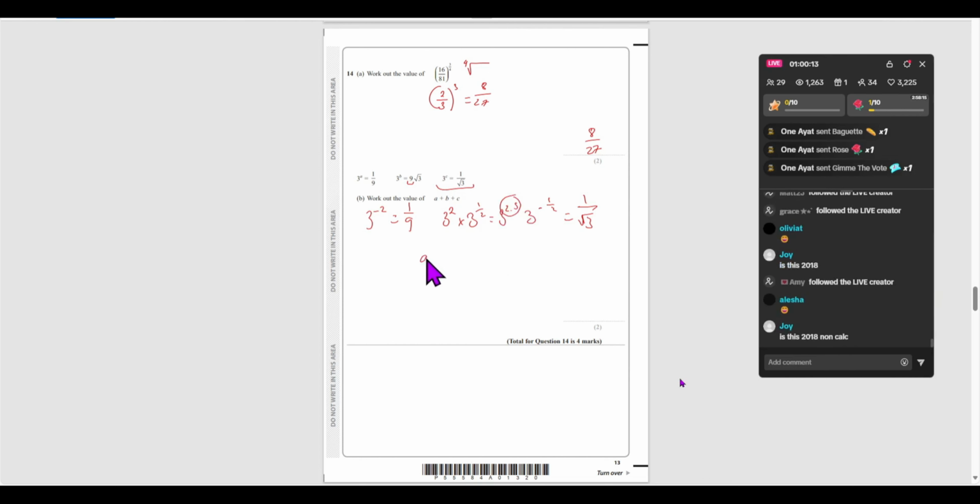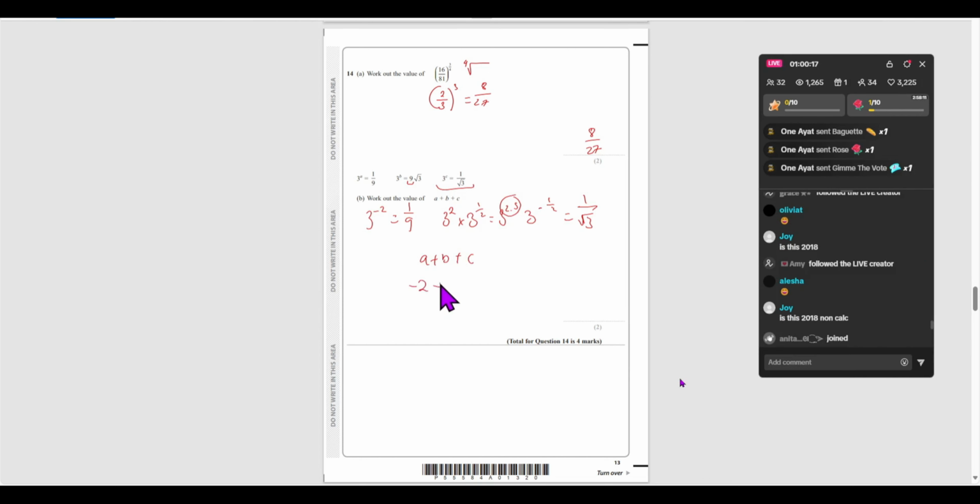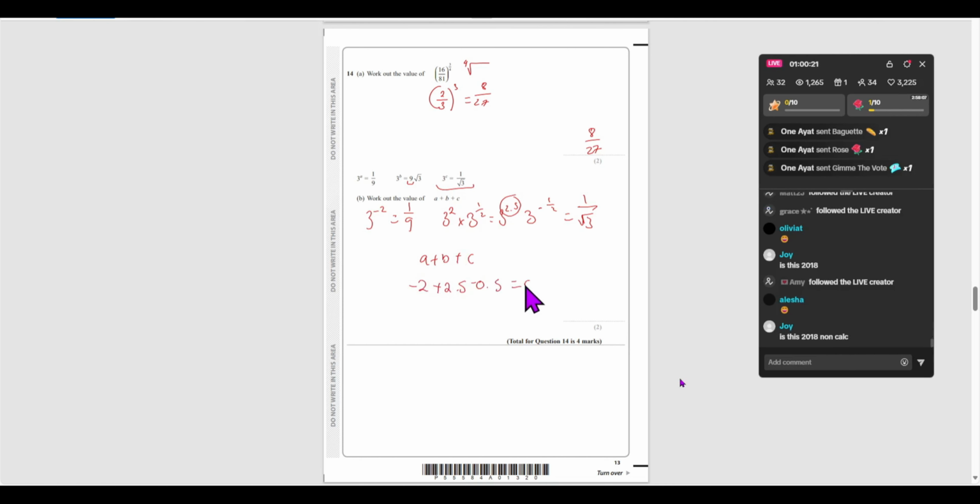Now if you do a plus b plus c, you would get minus 2 plus 2.5 minus 0.5, which is equal to 0. And then you will get an answer of 0. That is just our value. So we're just going to put a big fat 0 there.